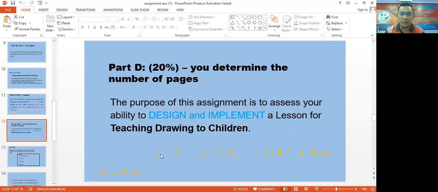And the last part is part D. You determine the number of pages. I don't mind how many pages you write, but please be rational for 20 marks. The purpose of this assignment is to assess your ability to design and implement a lesson for teaching drawing to children. You want to teach drawing, so how do you conduct the drawing lesson?